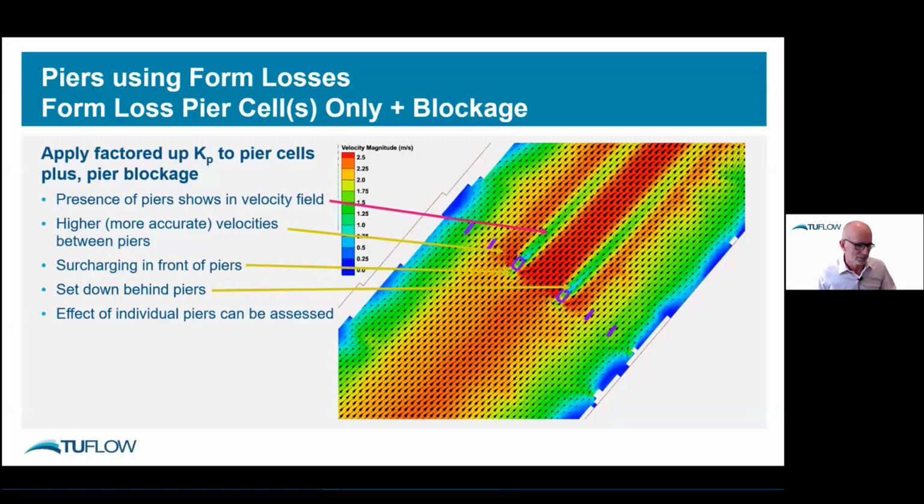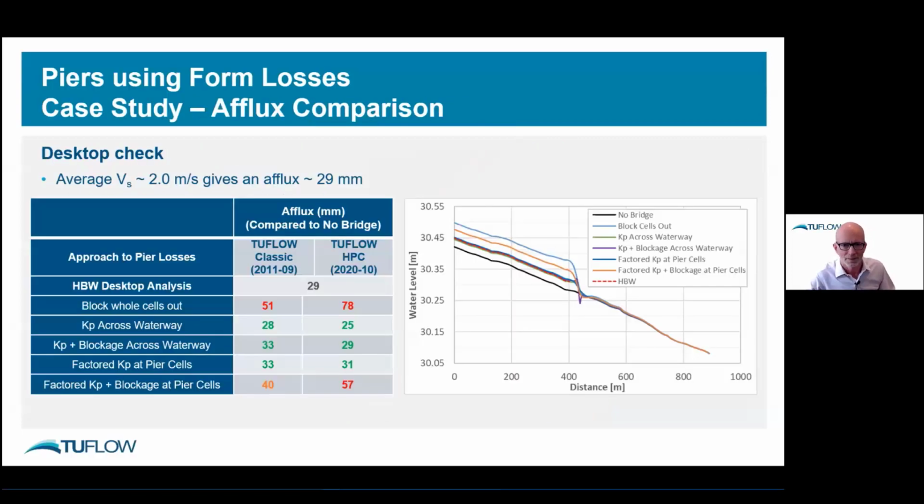So how do all these results compare together? Well, the answer from using hydraulically rich waterways is around 29 millimeters. These are results from Classic and TUFLOW HPC, which we ran yesterday. Had to find the old model. And you'll see basically these middle 3 all give pretty good results.